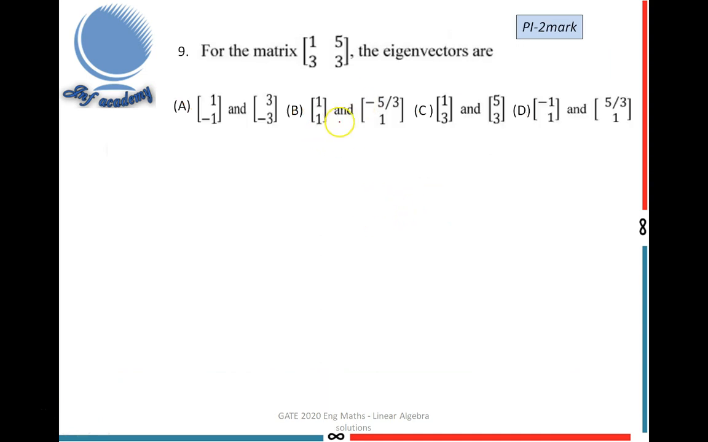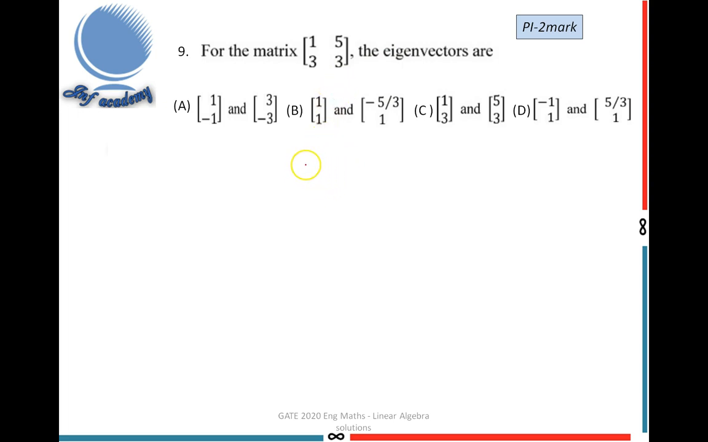Now the ninth problem is, for the matrix 1, 5, 3, 3, what are the eigenvectors? This question is from the PI department and it has 2 marks. We have to find the eigenvectors of this matrix. So here I use one property.